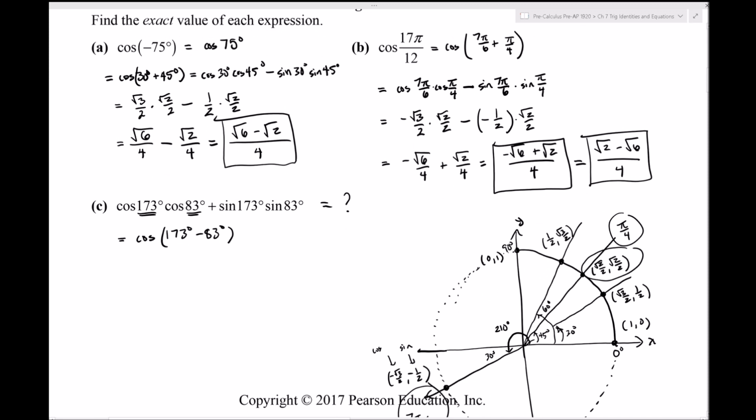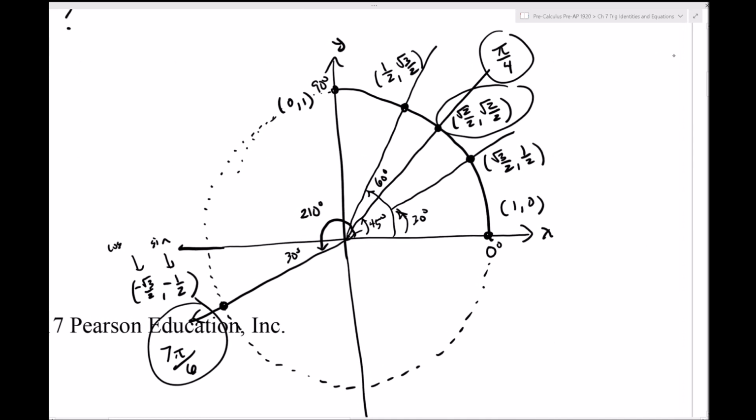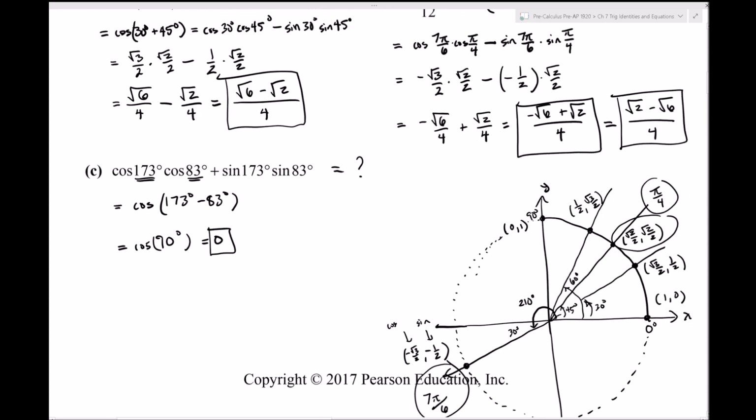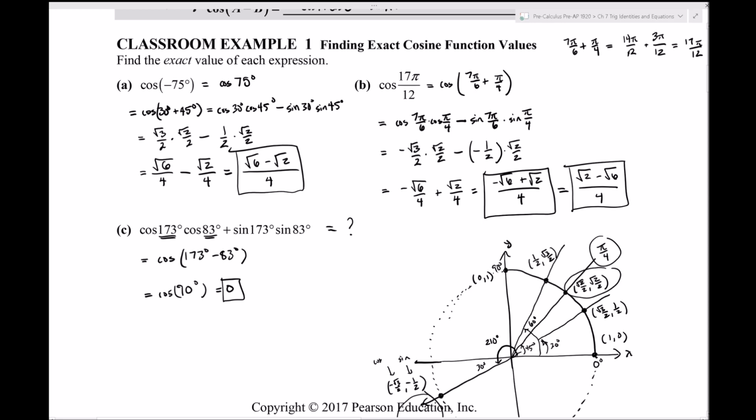So what I do then is I subtract those out. It's cosine of 90. 173 minus 83 is 90. So we want the value of cosine of 90 degrees, and that's just a unit circle value. I already have the unit circle here to the side. What's cosine of 90? It's the x-coordinate at 90 degrees. That's 0. So my answer is 0. I do hold you guys responsible for knowing how to find cosine of 90. And that's it for example 1. Those are parts A, B, and C. So we'll move on.